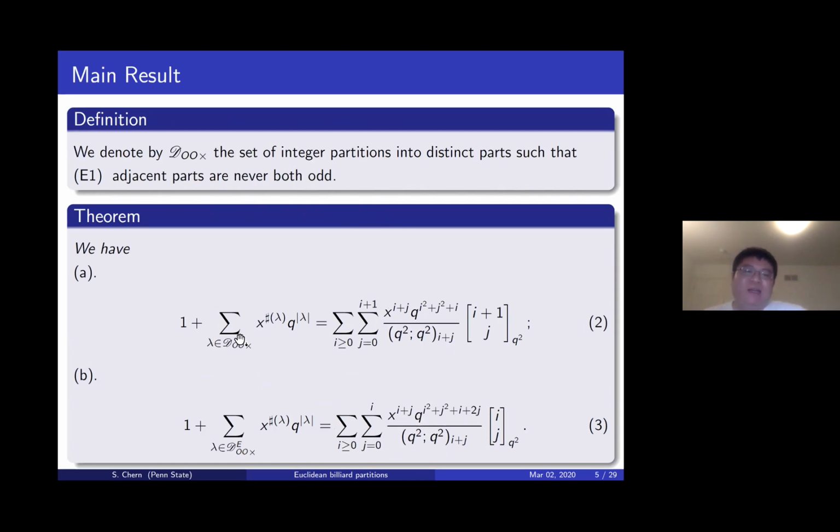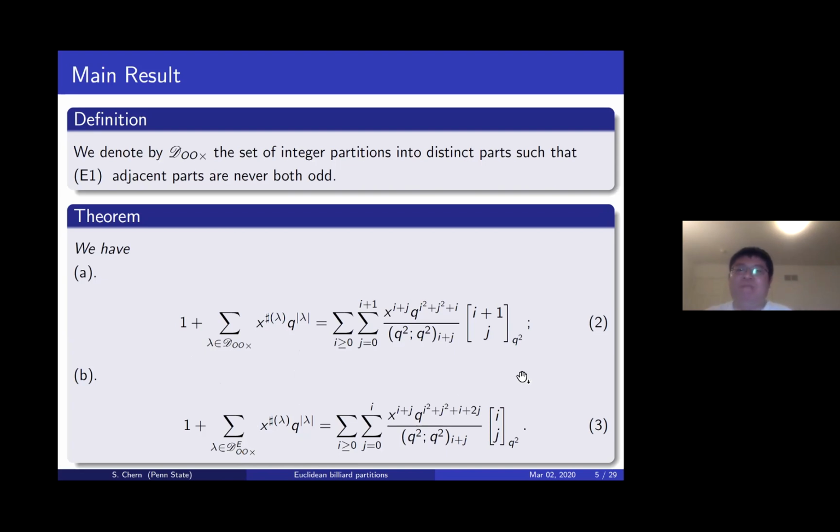So here we can see that we can either keep track of partitions in this larger class of partitions, or the smaller one, the Euclidean linear partitions. And here we can see that the exponent of x counts the length of the partition. So this is what we hope.